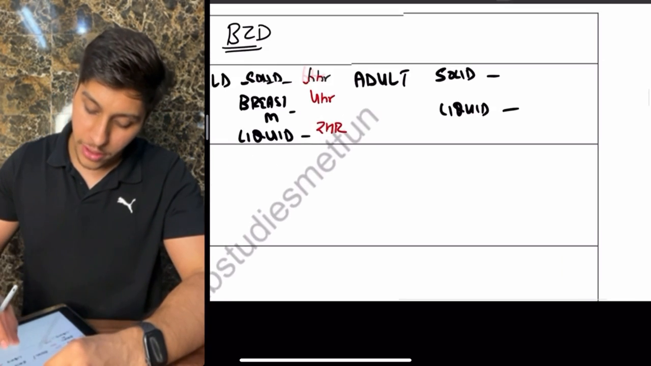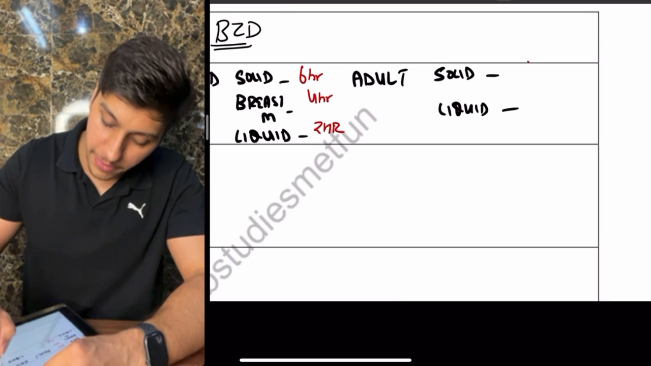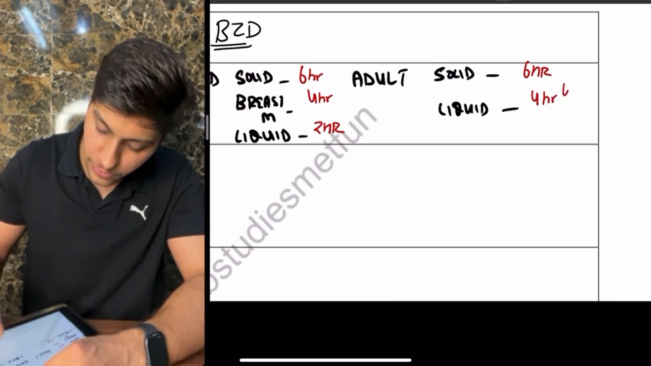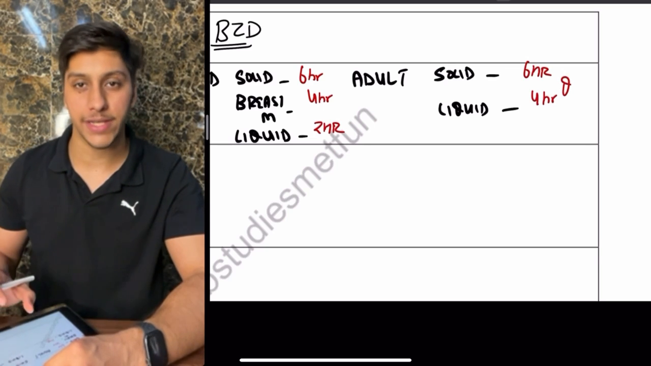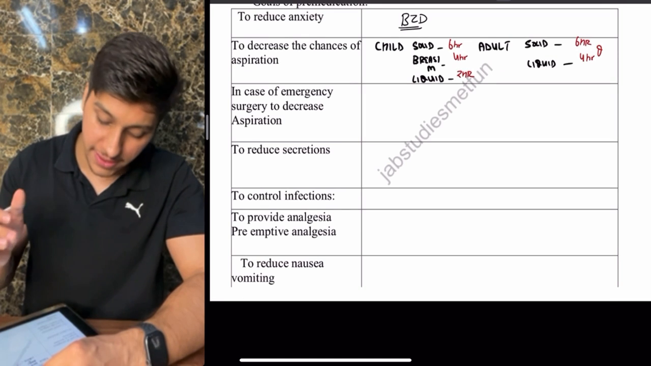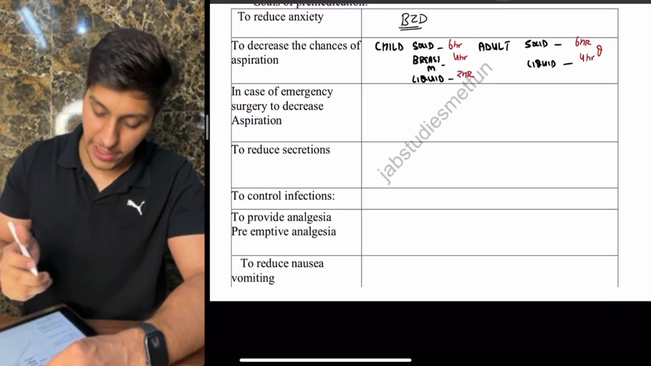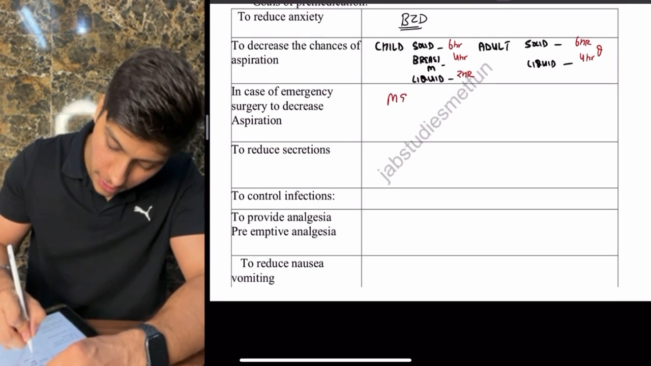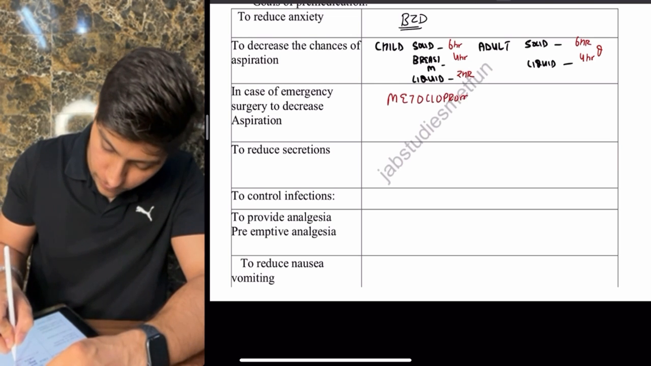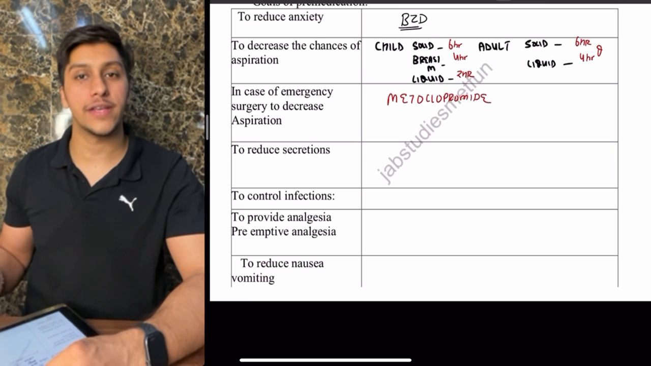On the other hand, solids in case of adults will be stopped by 6 hours, whilst liquid will be stopped by 4 hours. This has been asked multiple times in the FMGE exam. In case of emergency surgery, if you have to decrease the risk of aspiration, you're going to give a drug which is metoclopramide. Okay, metoclopramide is going to be given.